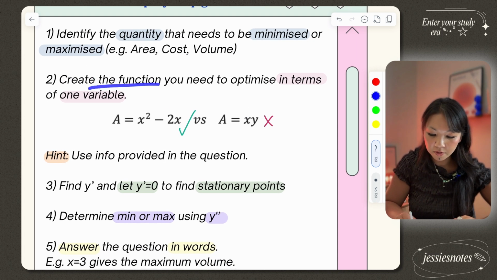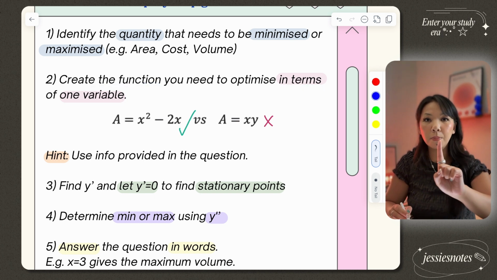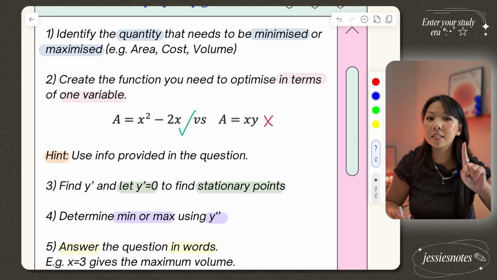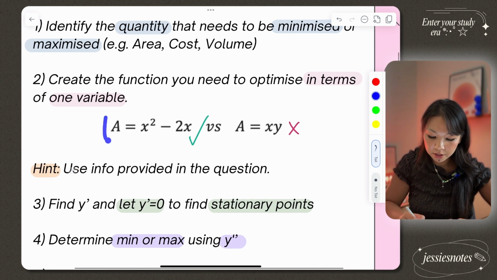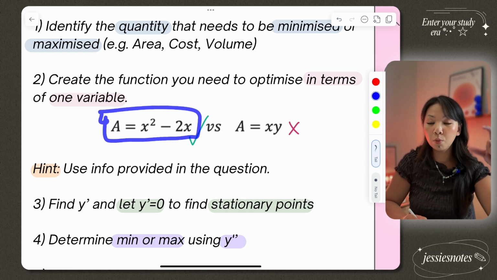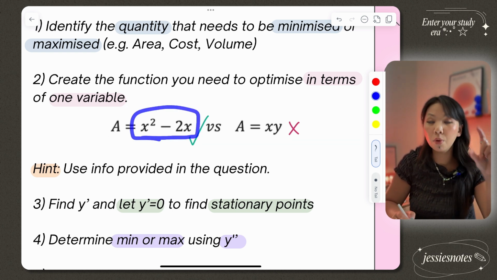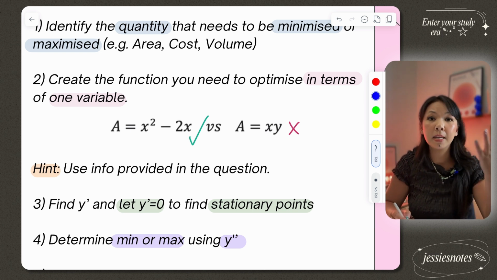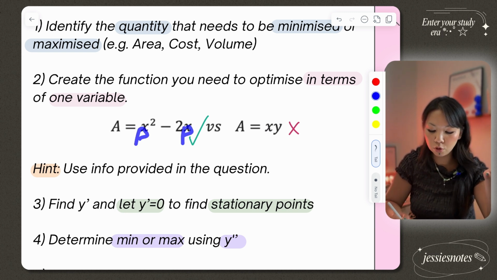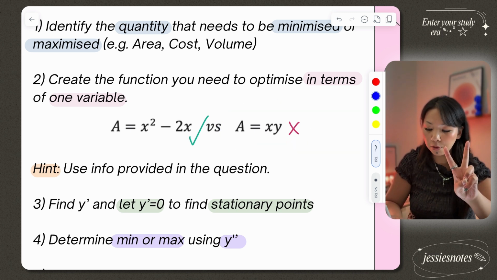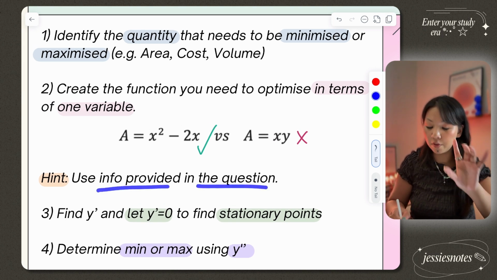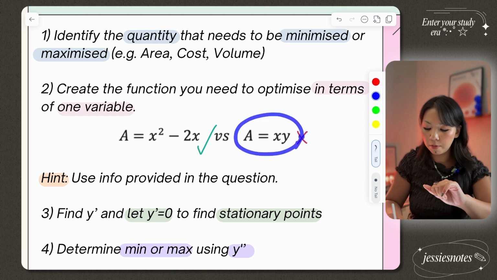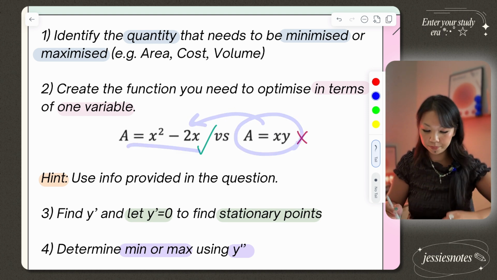This next step is to create the function you need to optimize in terms of one variable. This is a very important step, and this is arguably the most challenging step in any optimization problem. So over here, this is an example of having your quantity, which looks like its area, in terms of one variable, which is x. It doesn't have to be x, it can be p, so it can be like A is equal to p squared minus 2p, but the idea is it's only in terms of one variable. If you look at this one over here, you can see it has two variables, which is incorrect. So you need to manipulate it, or you need to use other info provided in the question to force it to look from looking like this to look like this.